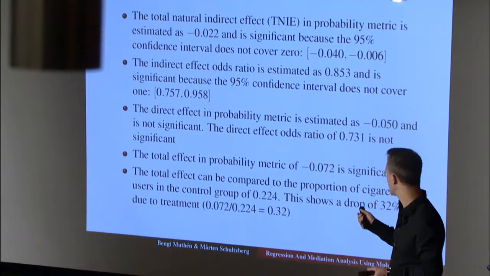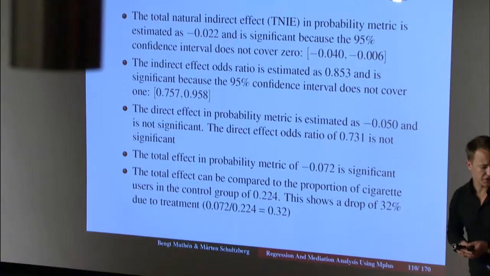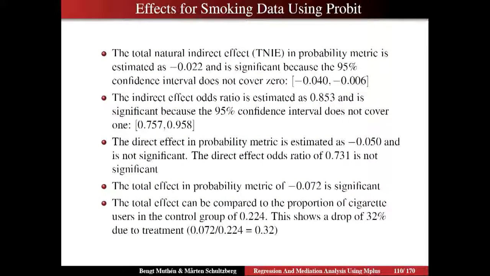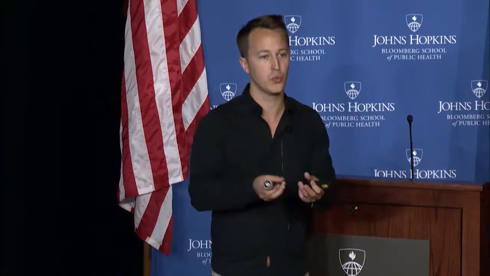All right, so this is pretty much what I said. This is just the explicit interpretations of the effect here. The final bullet here, though, I want to mention. So the total effect can be compared now to the proportion of cigarette users in the control group. So in the control group, there were 22.4% cigarette users in the end. So we kind of think about it as that is the proportion that would have smoked if no one was given the treatment, right? So the question is, of the people who were smoking, how much could we reduce that?